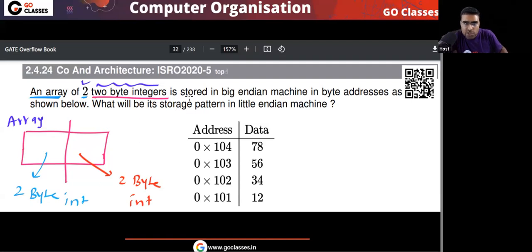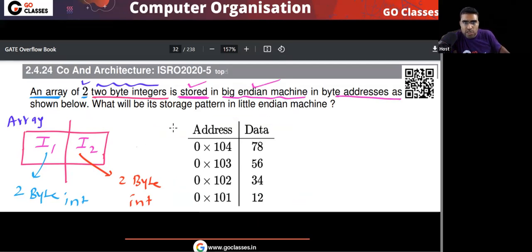This array is stored in the big endian machine. Let's call the first integer I1, and the second I2. This is your array. We are storing this array in the big endian machine in byte addresses as shown below.